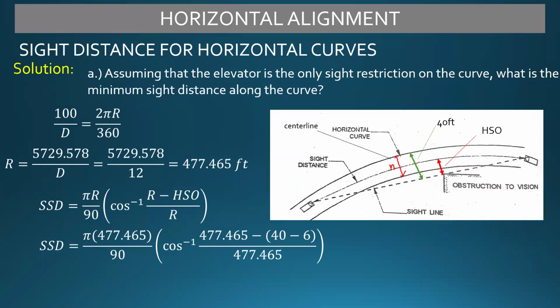So that is the total length 40 minus 6. That is what remains for the length of our HSO. So solving for the stopping sight distance, we have 362.522 feet. Okay? So that is the required stopping sight distance due to the obstruction in the vision.